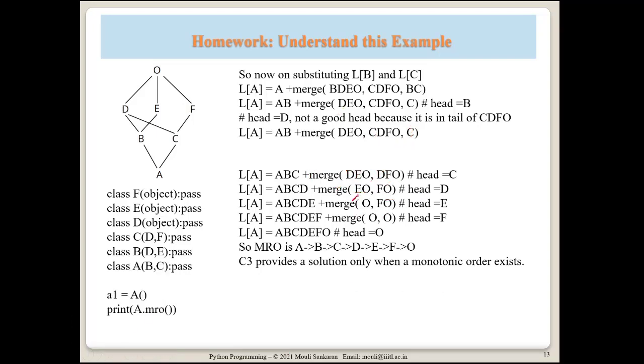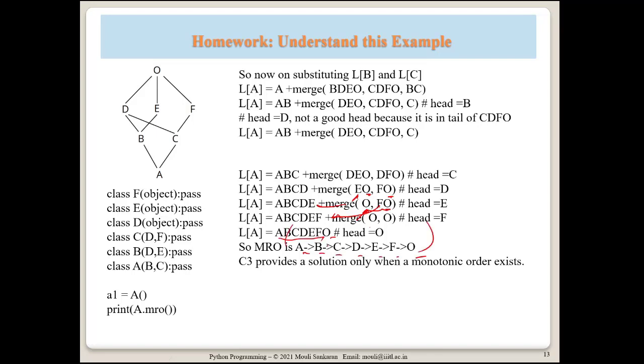Will I find it here? No, I am not finding it here. So E will be added. Then remove that E, leaving O and FO. O happens to be a bad head to start with because it is there in the tail. So F will get added, then O will be added. So the final list will be A, B, C, D, E, F, O.